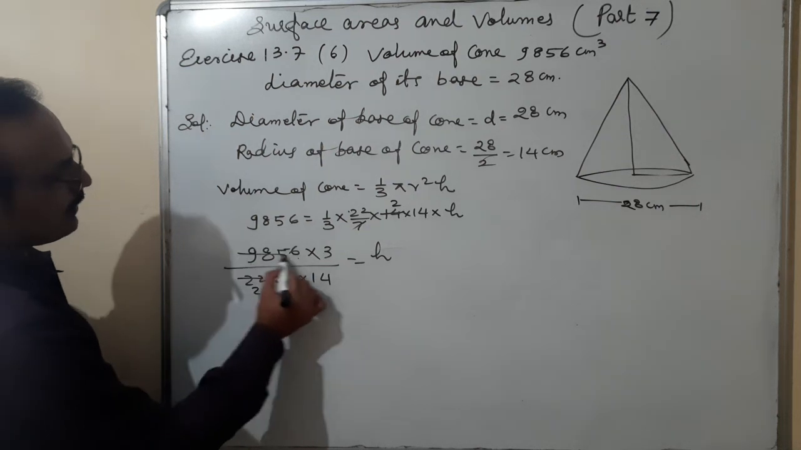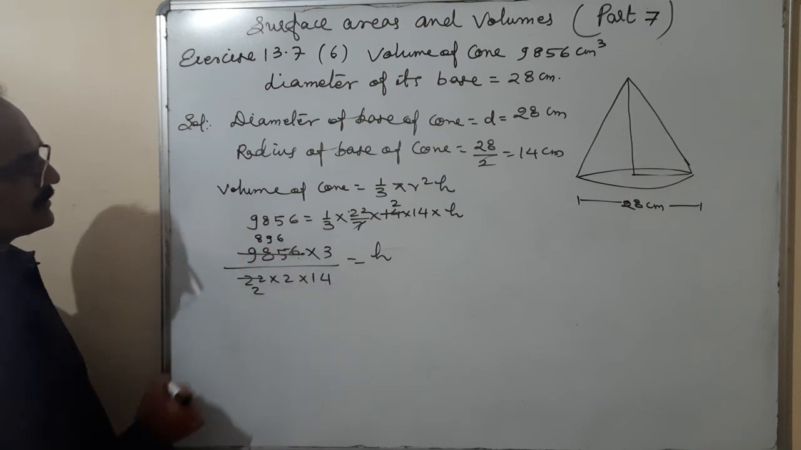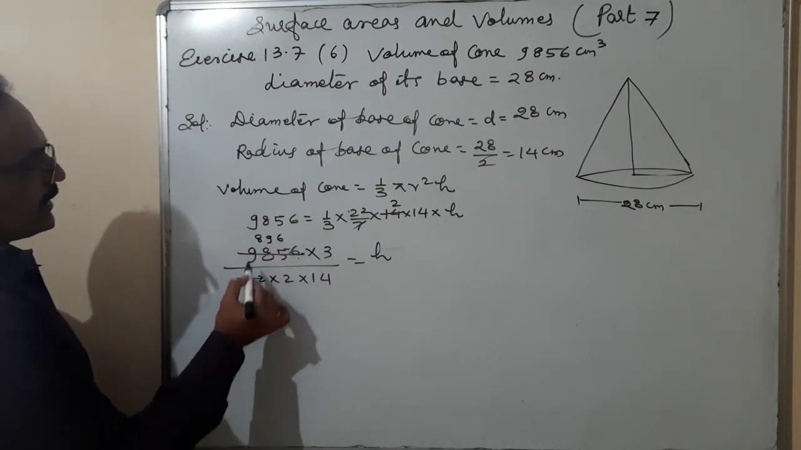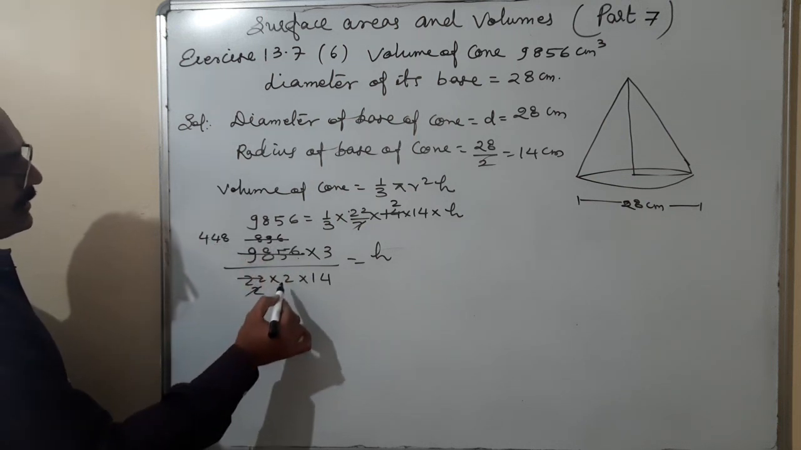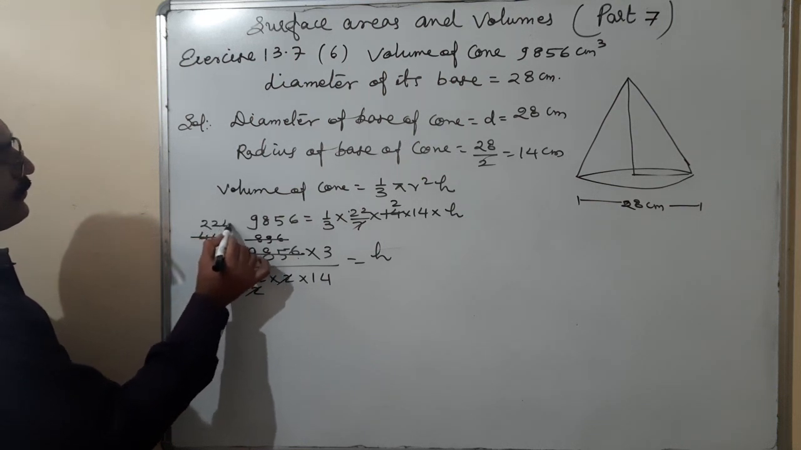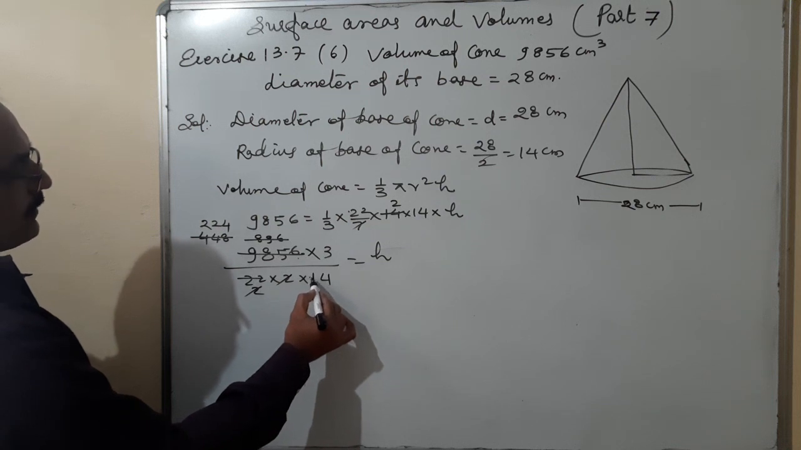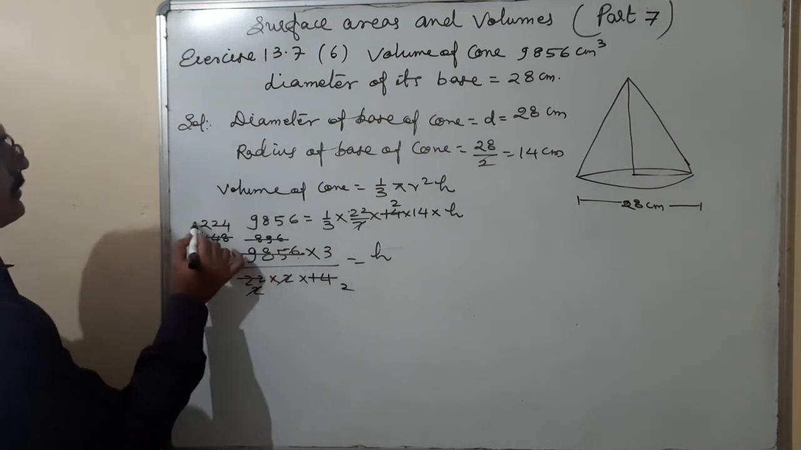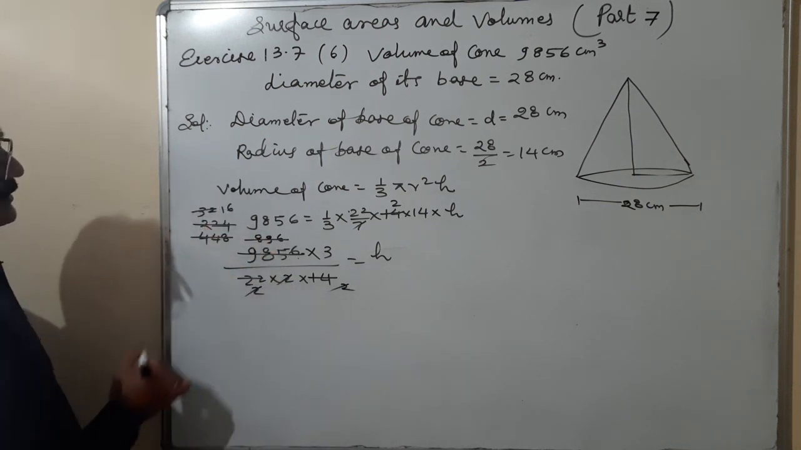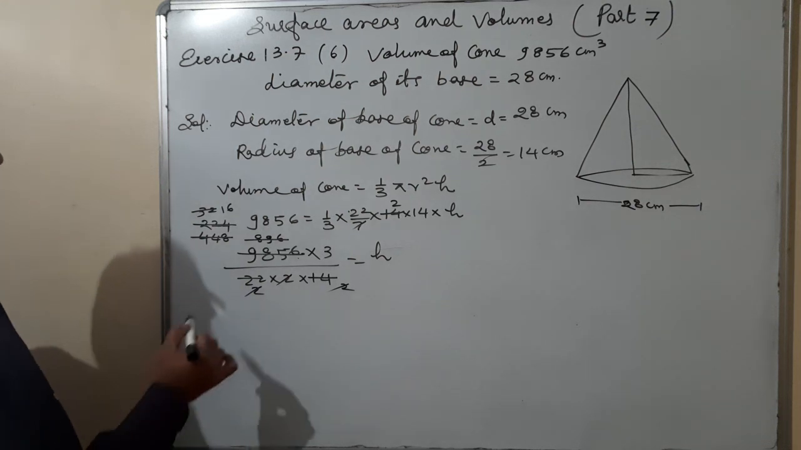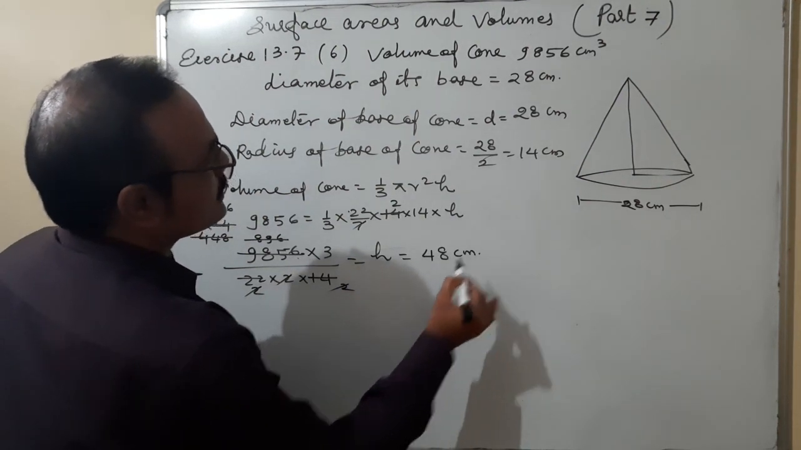11 2s are 88, 11 9s are 99, 11 6s are 66. After that, by 2: 2 4s are 8, 2 4s are 8, 2 8s are 16. Again by 2, 2 2s are 4. And now it can be cancelled by 7. Let us check. 7 3s are 21, 7 2s are 14. And again it is by 16. So this is coming 16 3s are 48. H is equal to 48 centimeter.